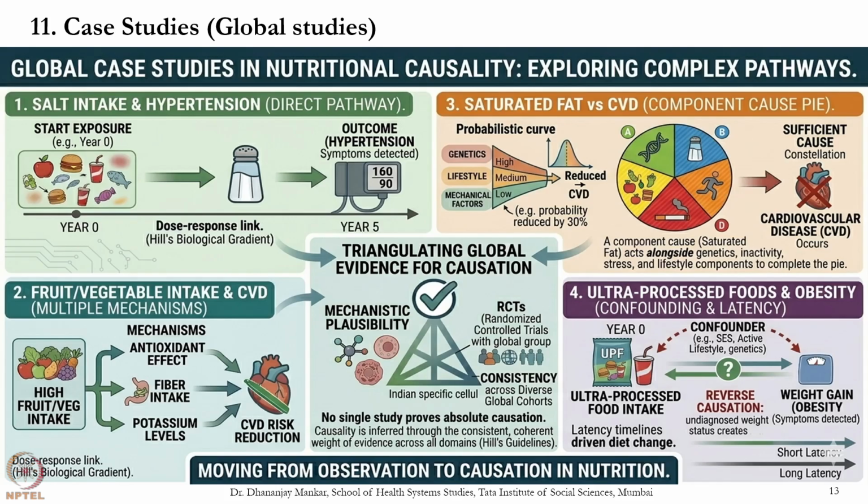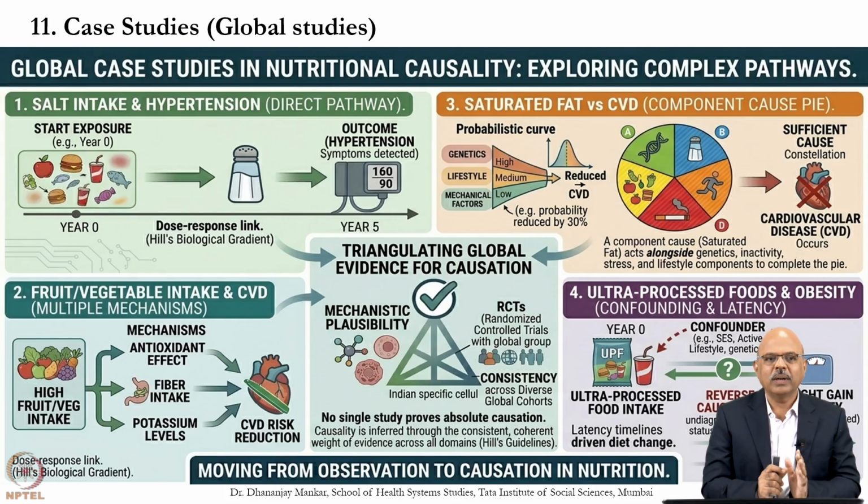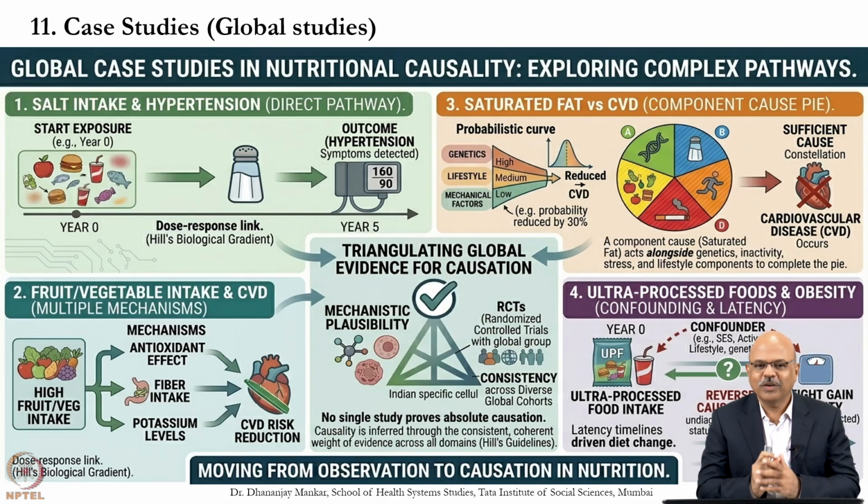There are a few case studies that I want to highlight here. The global case study is nutritional causality, exploring the complex pathways. Salt intake and hypertension: a direct pathway, starting from exposure, and you can understand that it's a direct response, Hill's biological gradient. The outcome will be seen as hypertension increasing to 160/90 plus in 5 years.